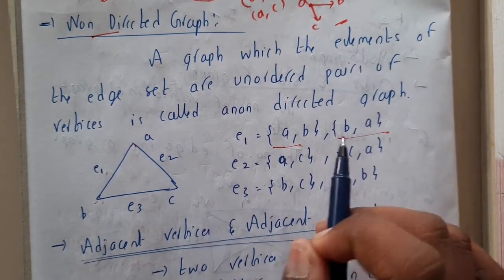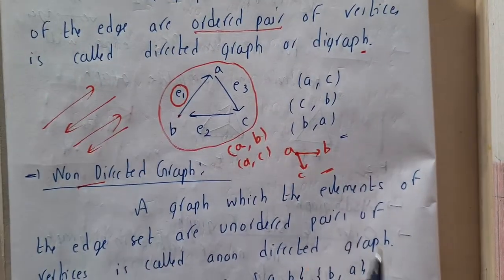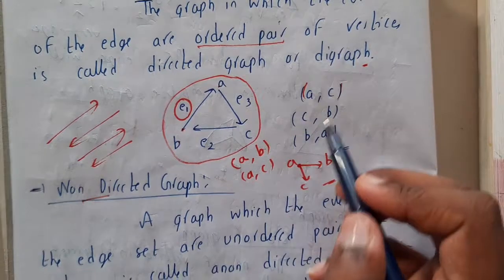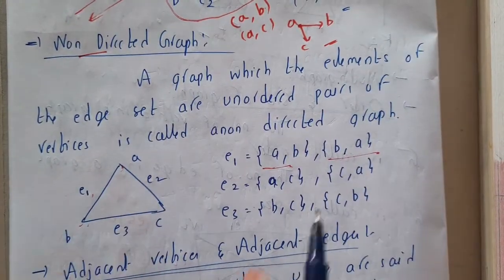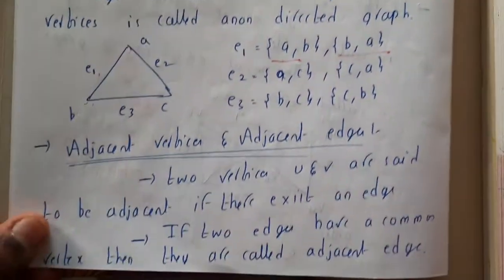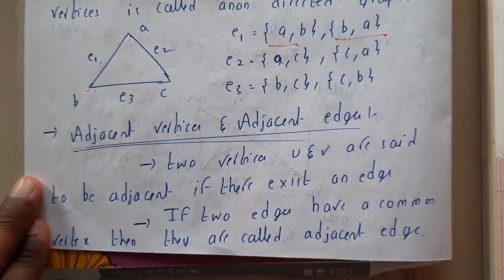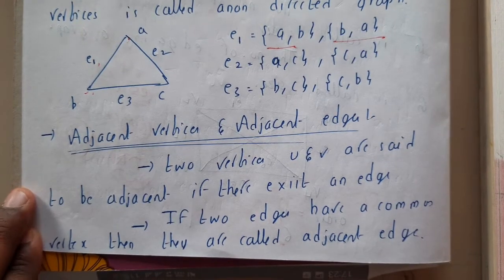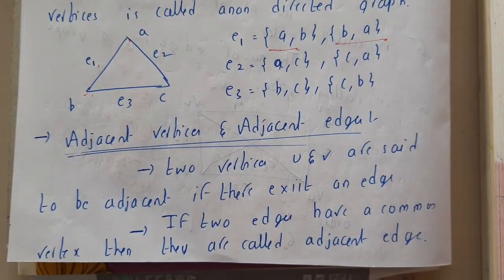So if you notice a small identification, here we used circular brackets and here we used curly brackets. That's a small trick to identify the directed and undirected graphs. Okay. Similarly, let us now go through adjacent vertices and adjacent edges, guys. These things are really simple and basic.